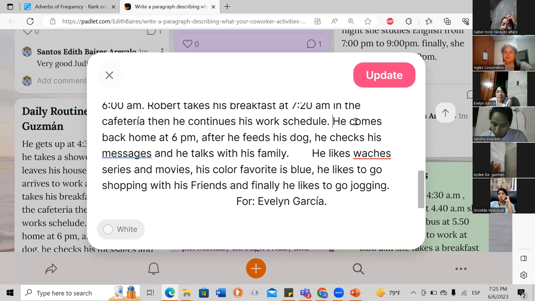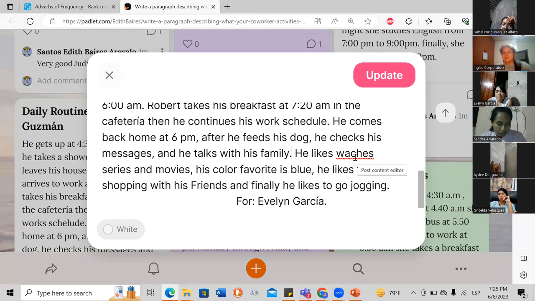Okay, no dejamos espacio ahí. He comes back home at 6 p.m. after he feeds his dog. He checks his messages. And he talks with his family.